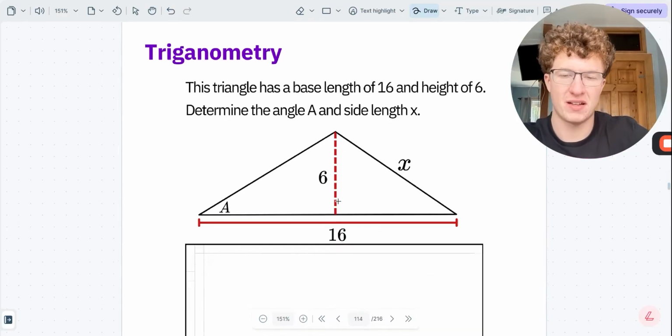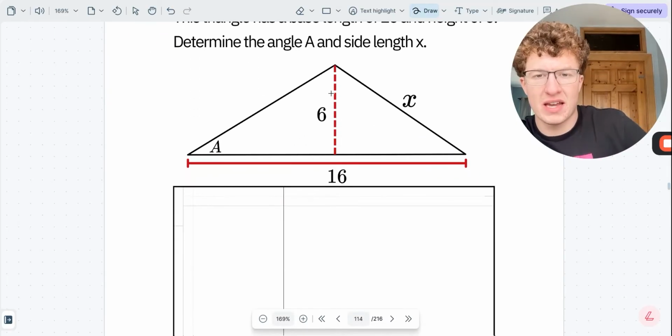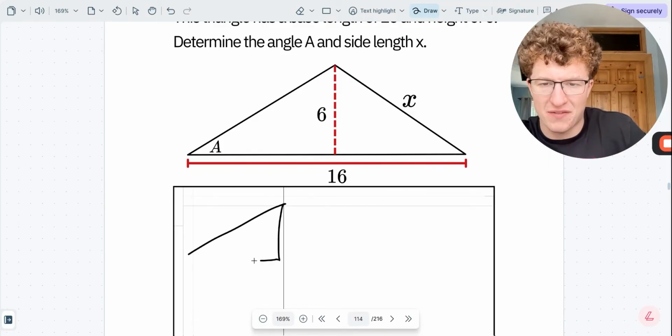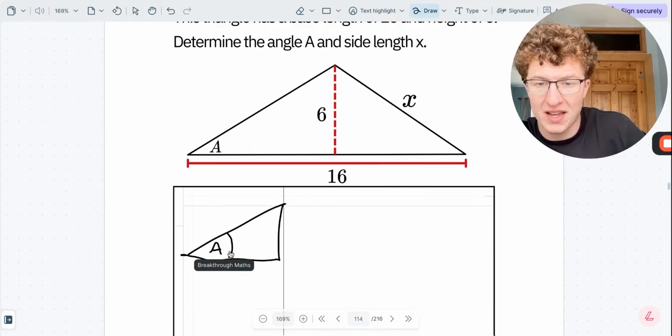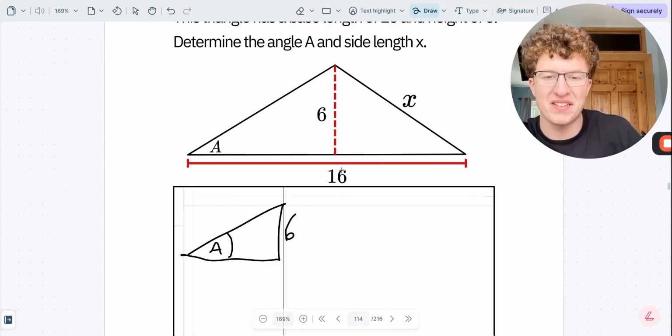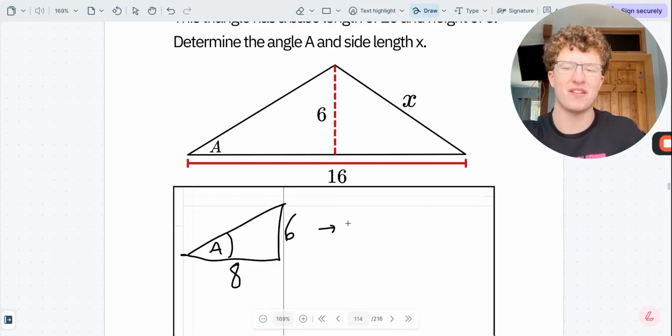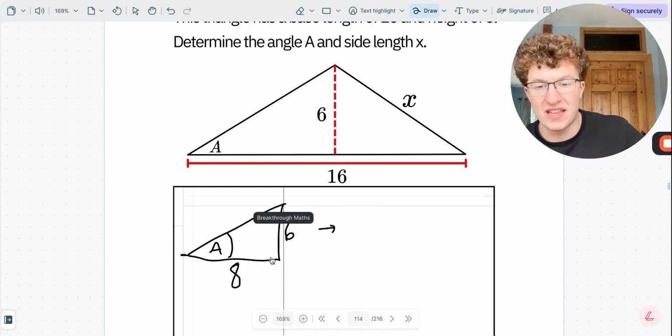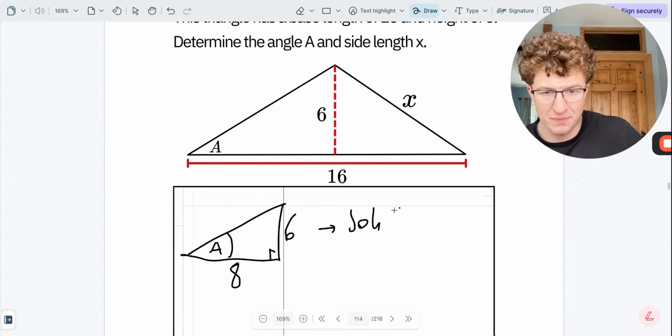This question here, they want us to determine the side length x and the angle A in this big triangle here. Let's get the angle first. So here we can imagine that we just have this triangle here. So the angle here is A, the height here is 6, and the base here will be half of 16, which is 8. So again, same as before. We have two side lengths. We want the angle. So SOH CAH TOA.